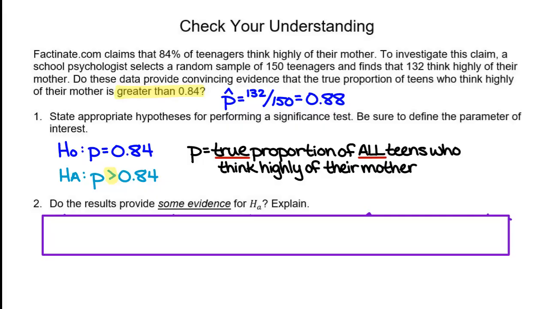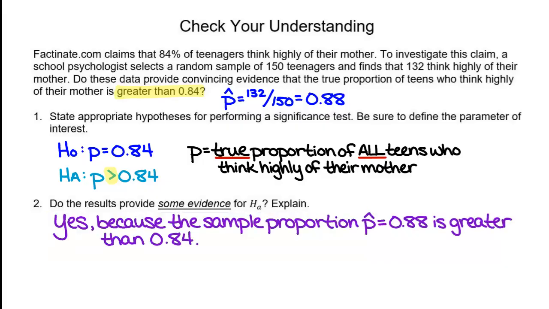Number two, do the data provide some evidence for HA? Explain. Well, here's our data. That's our P hat. That's what we collected. And when we divided that, we got a P hat of 0.88. Does that provide some evidence that P is actually greater than 0.84? Yes. Sample proportion is greater than the HO.